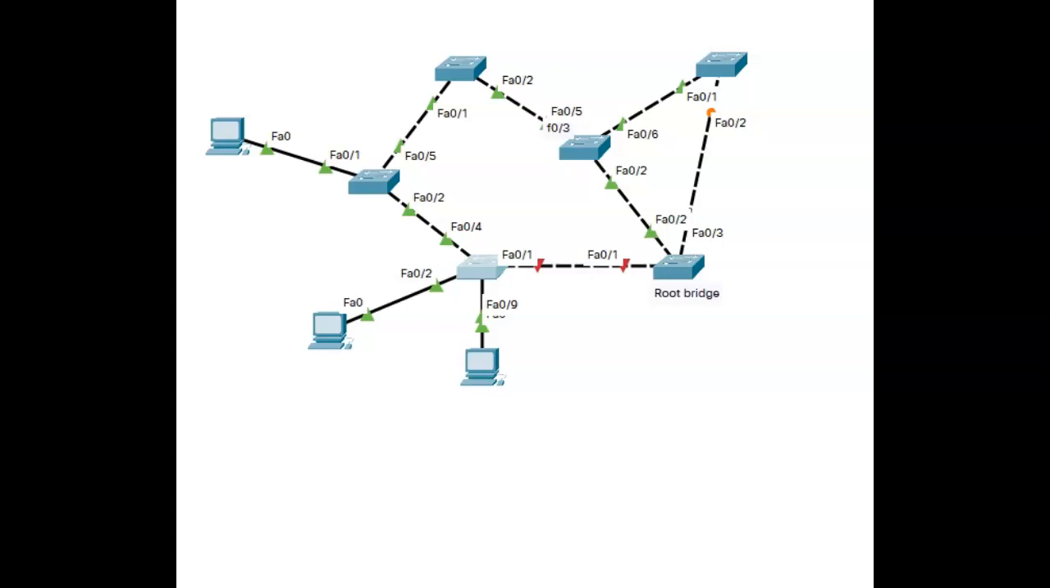Let's see how we can learn more about what's going on in Spanning Tree. So I'm going to focus on this switch down here. It's sort of grayed out. This one at the bottom. And let's take a look at some of the show commands that we have available to us.